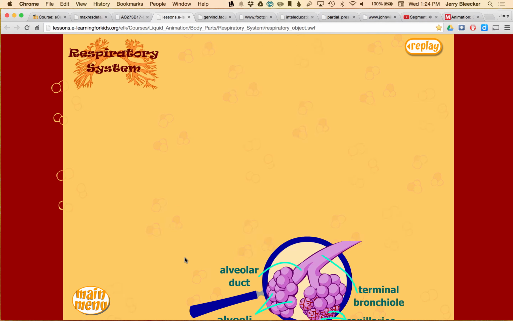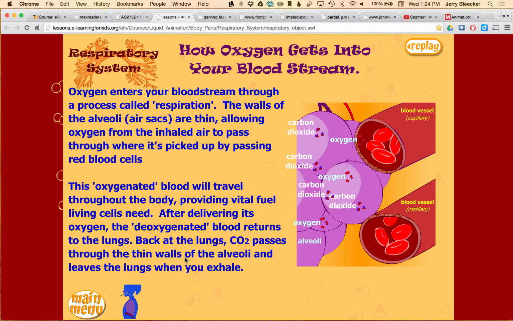Let's take a little look at those alveolar sacs. So what happens at the alveoli right here is when you breathe in an oxygen-rich atmosphere and bring it really close to capillaries containing oxygen-poor red blood cells, oxygen is going to diffuse over. Doesn't require any energy. Pretty smart design, hey?